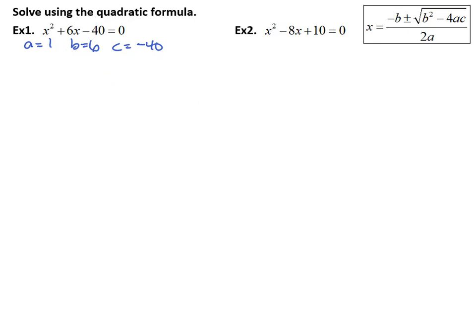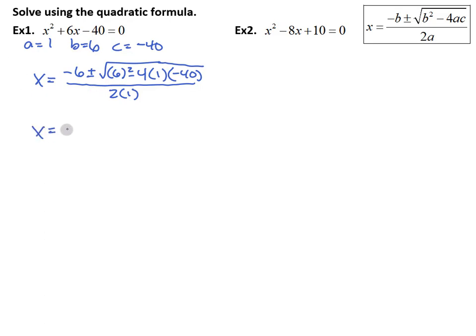So plugging into our formula, x is equal to the opposite of b, so negative 6, plus or minus the square root of b squared minus 4 times a, which is 1, times c, which is negative 40. So it's minus 4 times a times c, all over 2 times a. Okay, now I need to make sure that I simplify inside of this radical first. So we always do that part first with our quadratic formula. So the first thing we're going to do is our exponent inside of there. So the 6 squared is 36.